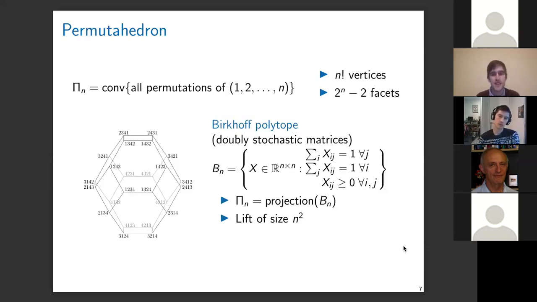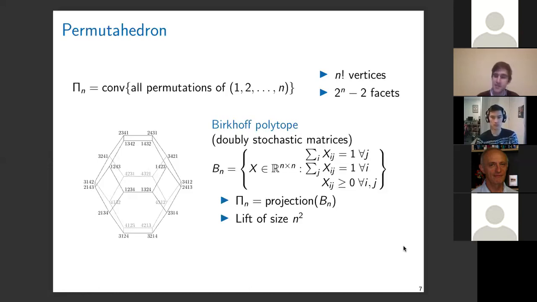So the Birkhoff polytope is the set of square n by n matrices with non-negative entries and row and column sums equal to 1. Okay, so this is often called the set of doubly stochastic matrices. It also turns out to be, and this is the Birkhoff-von Neumann theorem, the convex hull of all permutation matrices. Okay, so permutation matrices are the integer points in this polytope, and the Birkhoff polytope is exactly the convex hull of permutation matrices. Okay, and once you know that, it's perhaps not such a big surprise that you can write this permutahedron as a projection of the Birkhoff polytope.